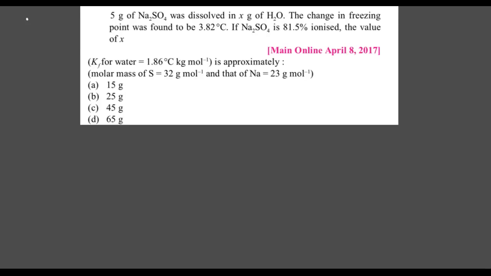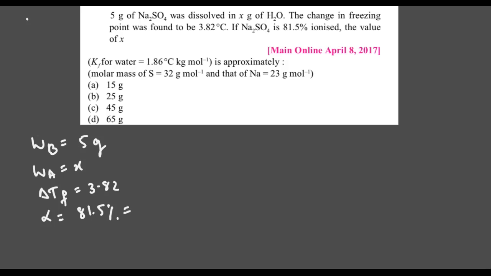Now this is the fifth and the last question of this video. This question says 5 grams of sodium sulfate. Sodium sulfate is a solute, and its mass is 5 grams. It is dissolved in X grams of water. That means WA is X. The change in freezing point, delta TF, is 3.82. Sodium sulfate is 81.5% ionized. That means alpha is 81.5%, or you can say it is 0.815.